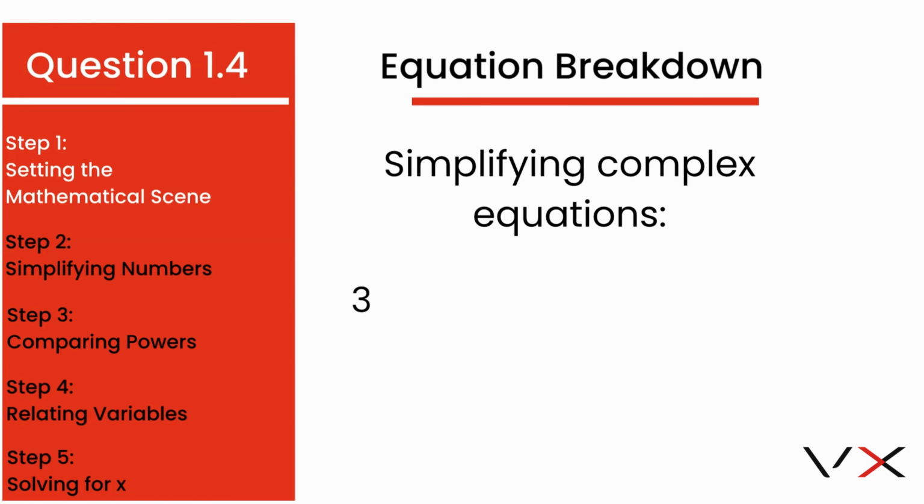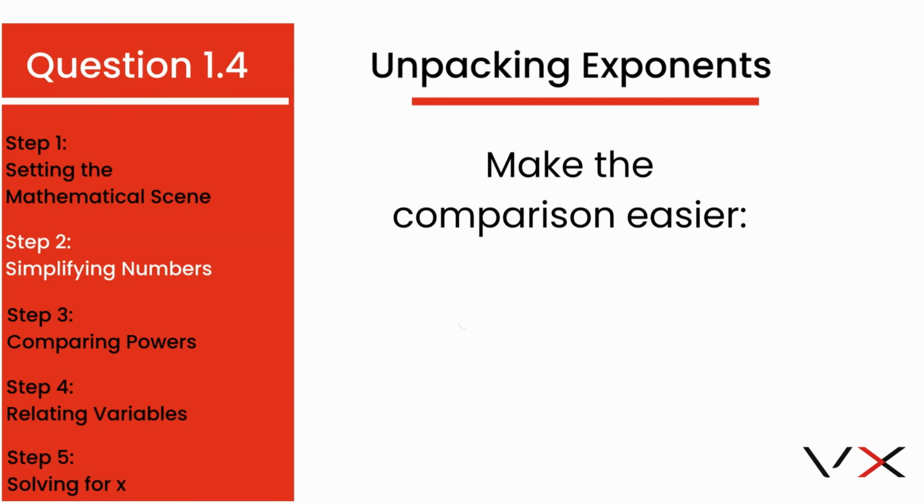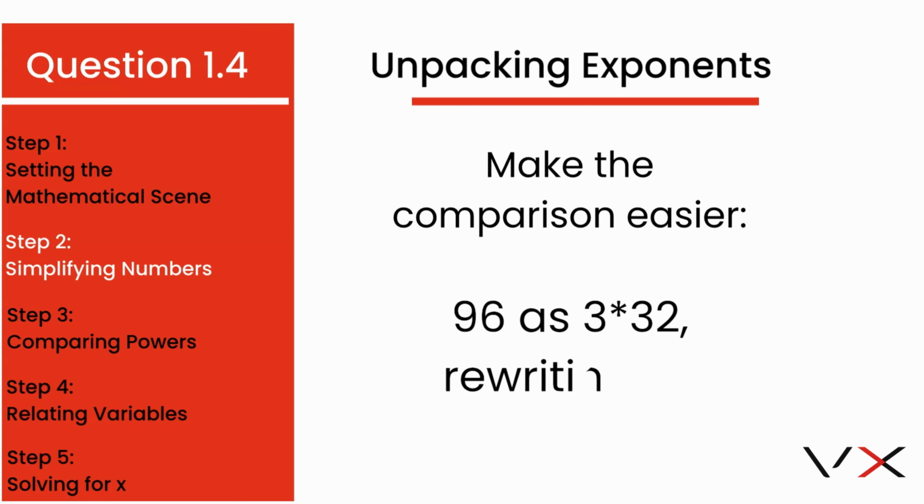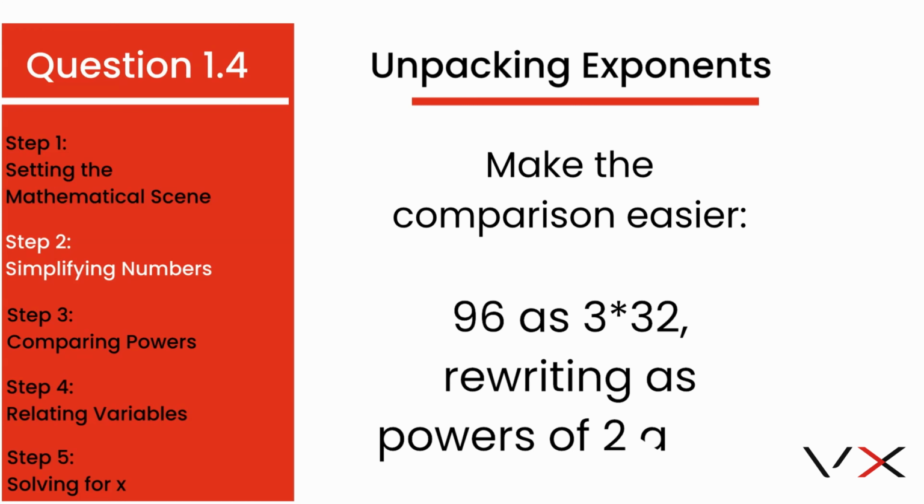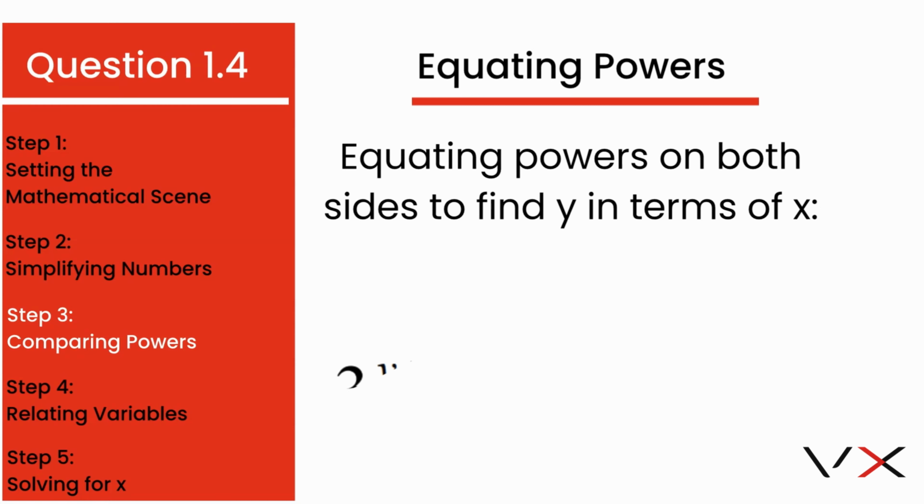Step 1. Begin with the equation, where the quantity of 3 raised to the power of y plus 1 divided by 32 is equal to the square root of 96 raised to the power x. Step 2. Rewrite 96 as 3 times 32, and then express that in powers of 2 and 3 to make the comparison easier.